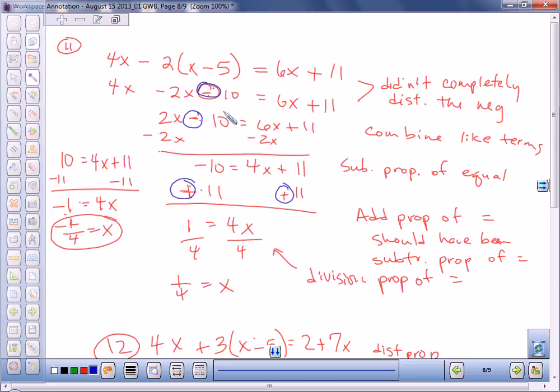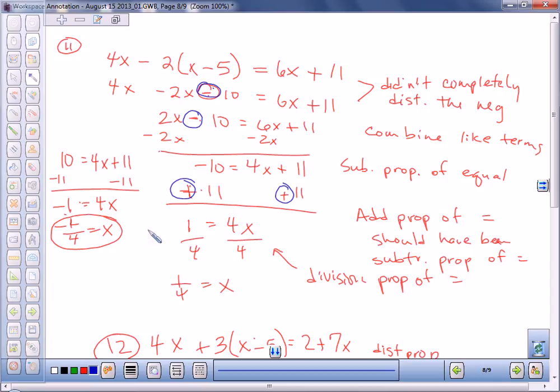So here we go. This should be plus. So that's where the first error occurred. They did use the distributive property, they just didn't use it correctly. And then they combined like terms. Then they used the subtraction property of equality here. They used the addition property incorrectly here. And then they used the division property of equality. So we have 2 issues. This should be positive, and this should be subtraction, not addition. So if this person had done it correctly, they would have gotten negative 1/4 equal to x. How'd you do?